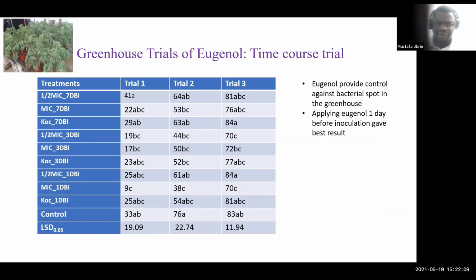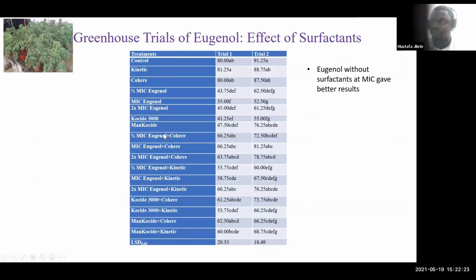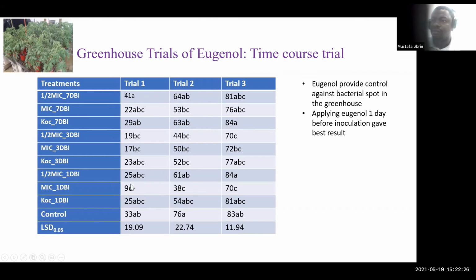So these are results from greenhouse trials, trial 1, 2, 3, and many more. I just picked some for this talk. What is easy to see from this table is that, for the most part, applying eugenol 1 day before inoculation gave the best control against bacterial spot. So we had 7 days before inoculation, 3 days before inoculation, and 1 day before inoculation. DBI is days before inoculation. So if you compare along, this is the control.